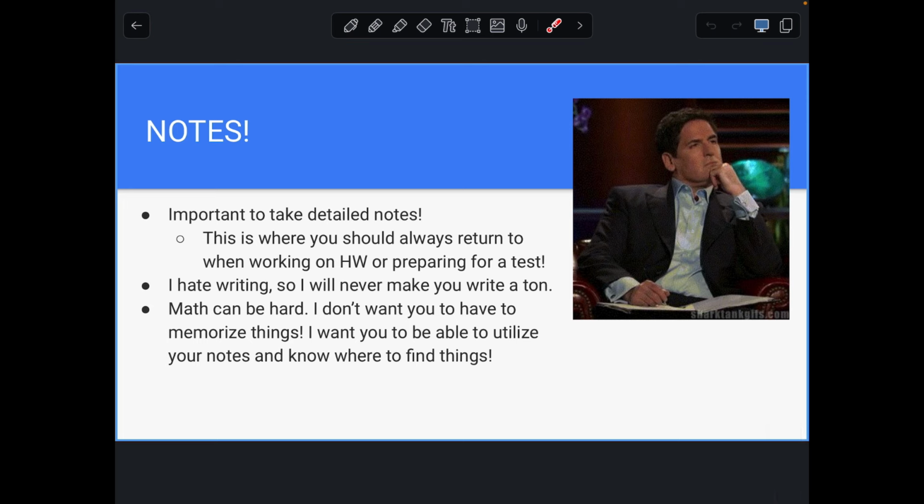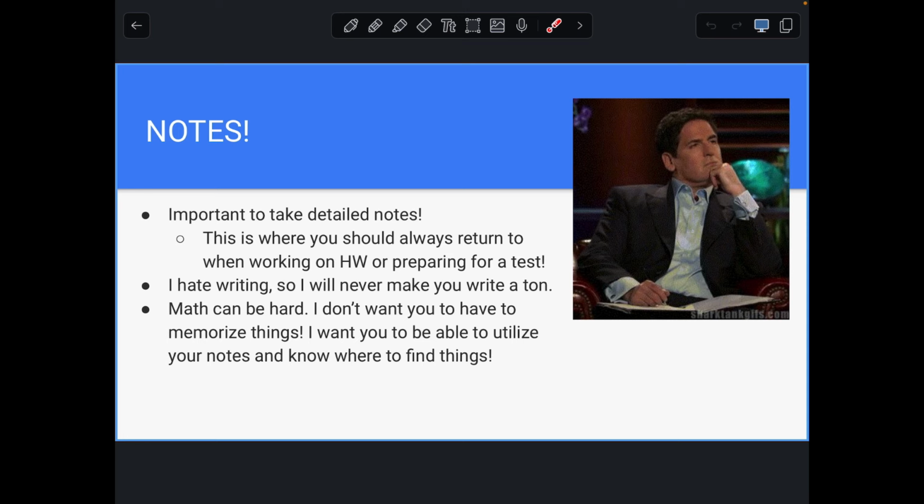In Google Classroom as well and in class, you will always be given a set of notes. This is our very first lesson. It's extremely important to take detailed notes. Your notes should be where you always return to when you're working on your homework or you're preparing for a test. Whenever you have a question, the answer most likely is going to be in your notes. Okay, so your notes are very important.